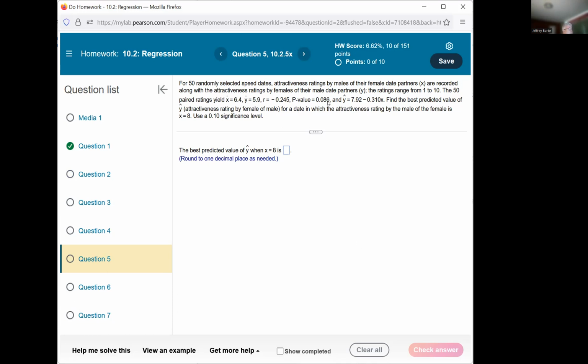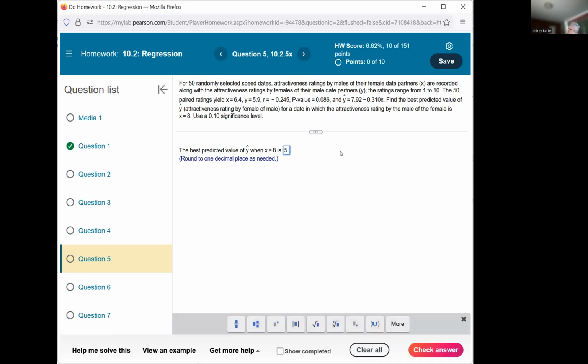And now see, the p-value is 0.08. This is what I was talking about before. The p-value is 0.08. That's not less than 0.05. So when the p-value is greater than alpha, then the best prediction you can make for this is just going to be the mean. So it's just going to be 5.9.